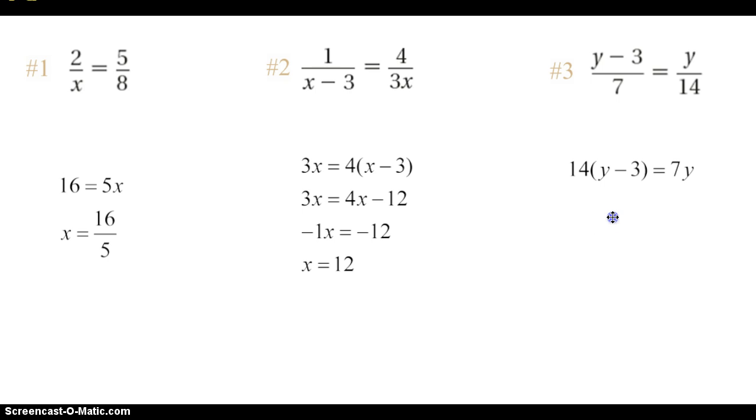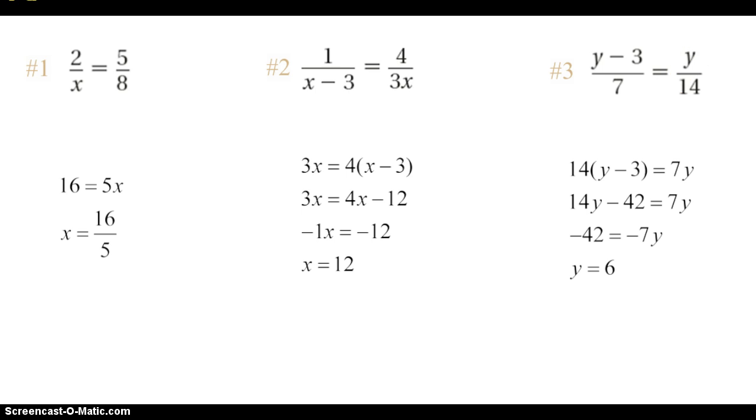14 times y minus 3 equals 7y. 14y minus 42. I subtract. I get negative 42, negative 7, and y is 6. 6 minus 3, that's 3/7. 6 over 14 simplifies to 3/7.